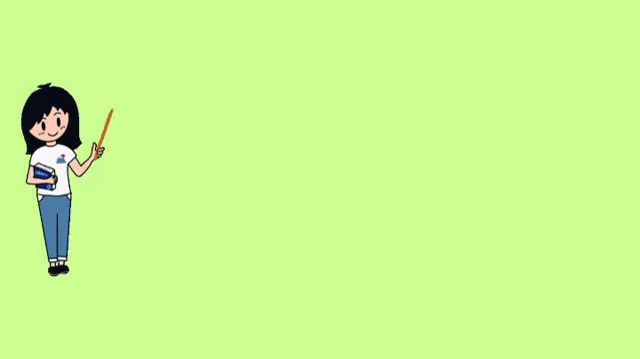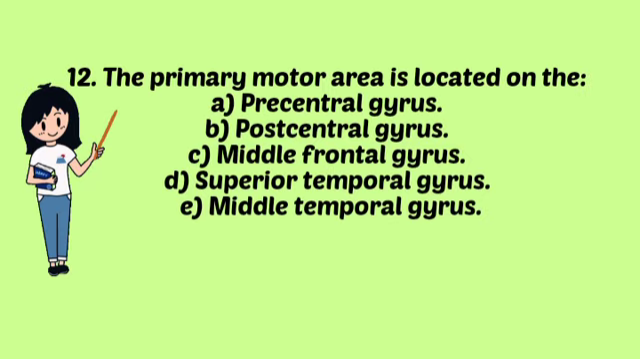12. The primary motor area is located on the: A. Precentral gyrus. B. Postcentral gyrus. C. Middle frontal gyrus. D. Superior temporal gyrus. E. Middle temporal gyrus. Option A is correct, precentral gyrus.